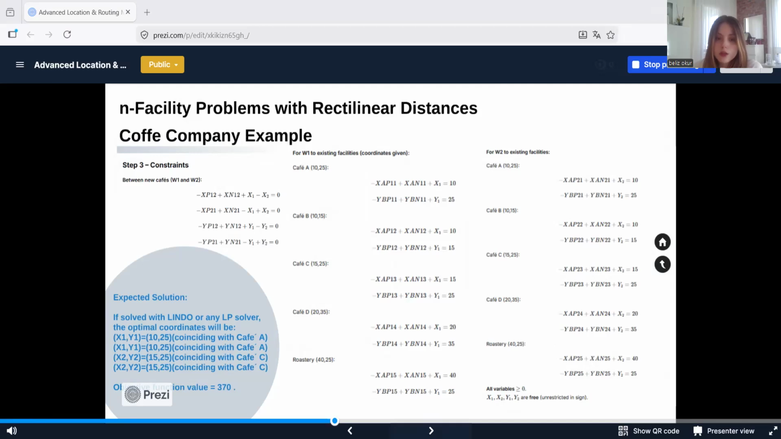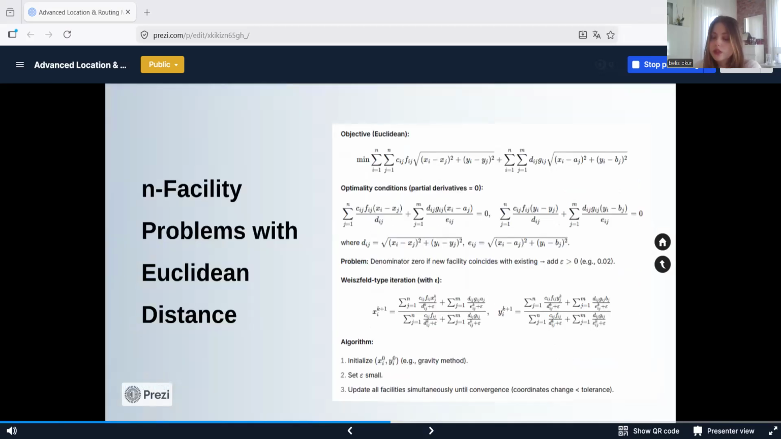Okay. Now, what if we use Euclidean distance? That is straight line distance, like flying a drone. We use a bigger version of the Weiszfeld algorithm we learned before, but there's a math danger here. If the computer places a new facility exactly on top of an old facility, the distance becomes zero.